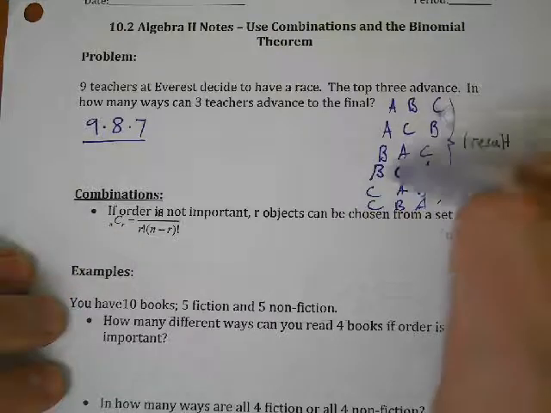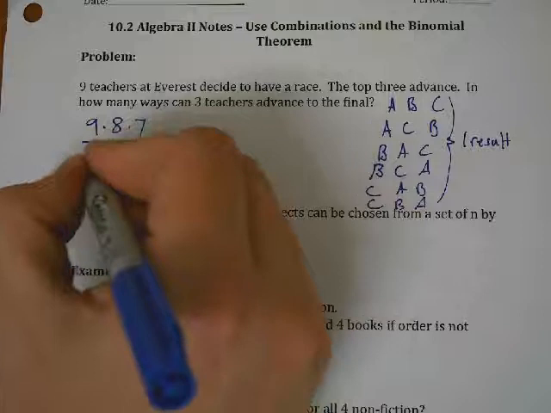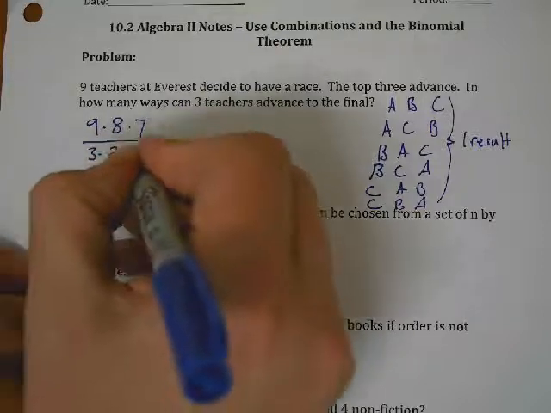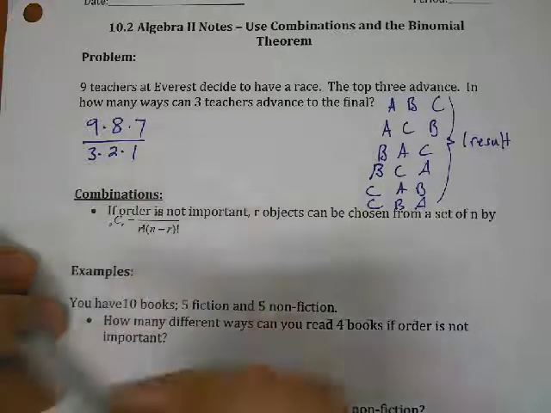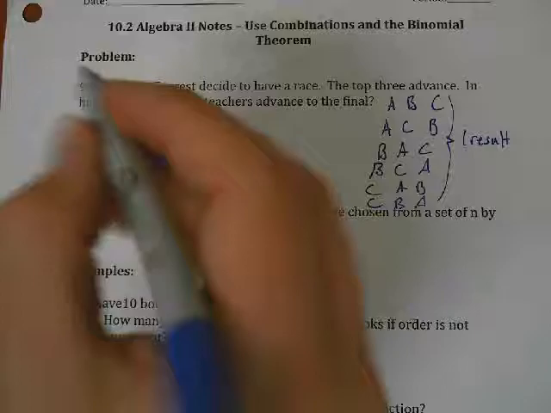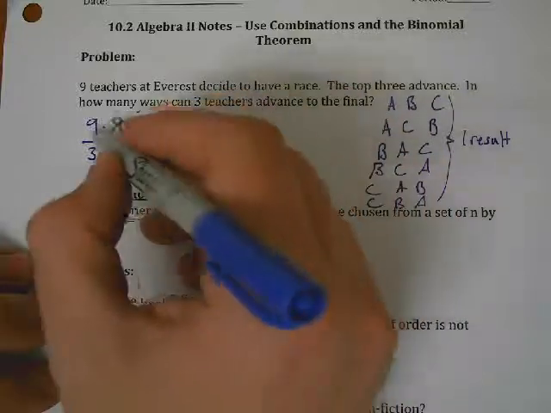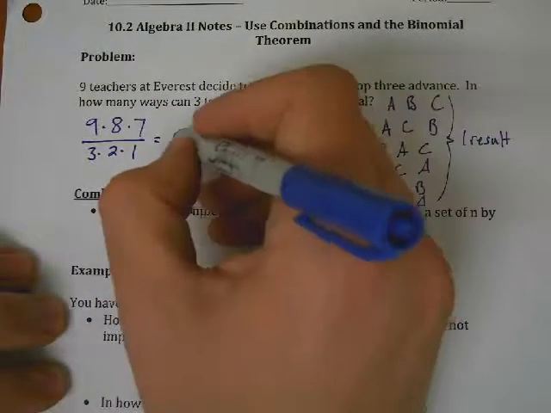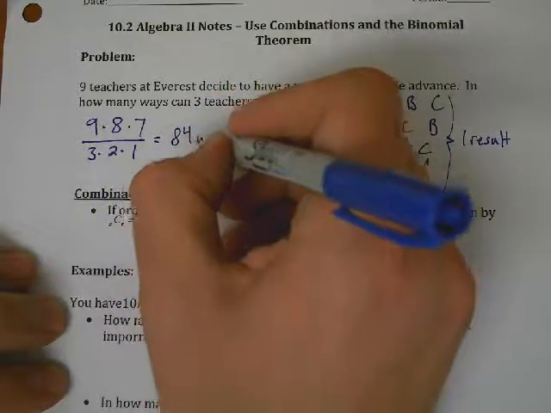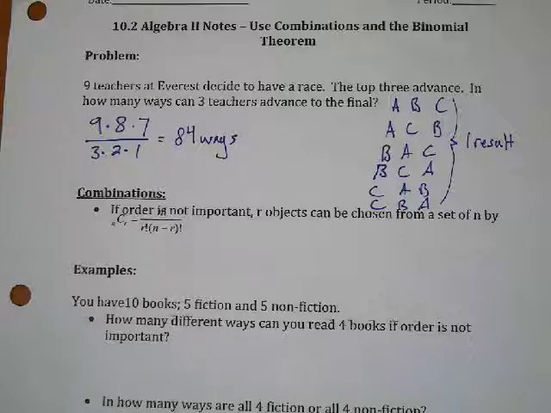So to figure out how many different ways these can be repeated, we just take however many there are, 3, and we write down however many ways those 3 can be rearranged. And it can be rearranged in 3 times 2 times 1 ways. All right, what you end up getting here is, let's see, 3 times 4 is 12, times 7 is 84. So there are 84 ways that these teachers can finish the race, and the top 3 advance.